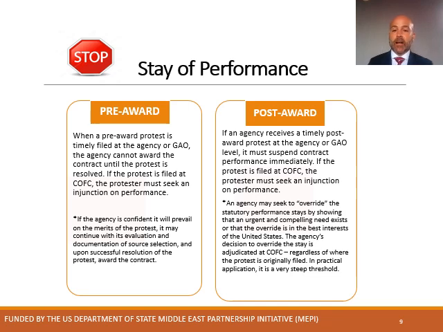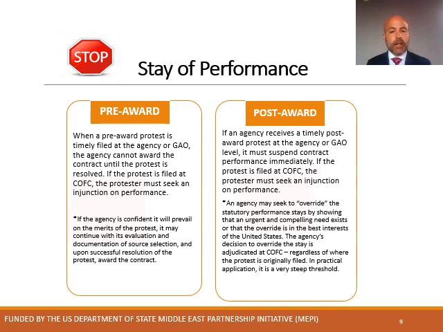In the post-award context, if an agency receives a timely post-award protest at the agency or GAO, it must immediately and automatically suspend contract performance. If the protest is filed at the Court of Federal Claims, then the protester must actively make a filing with the court to seek an injunction on performance.